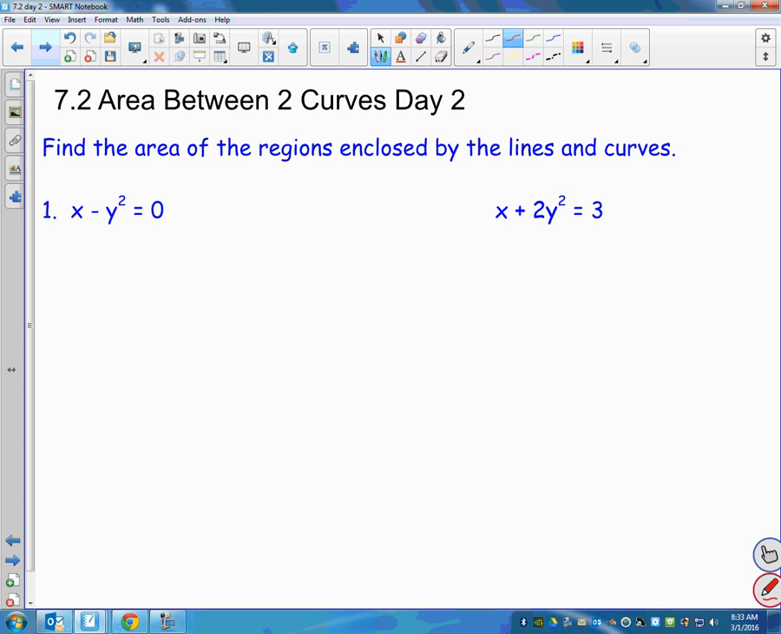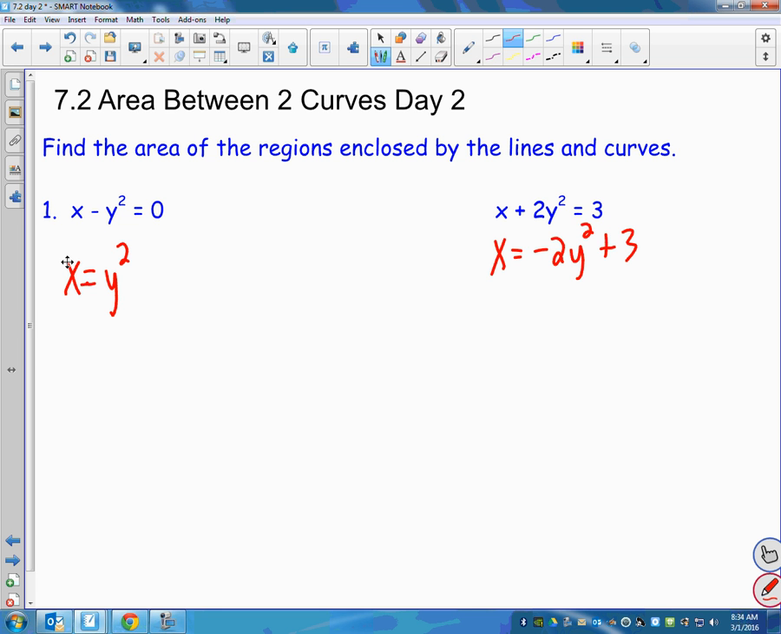So when I see this, the first thing I'm going to do is solve it for x. So this would be x equals y squared. And this one would be x equals negative 2y squared plus 3, or 3 minus 2y squared. And we could graph this if you want. But I also want to remind you that you don't have to graph it to find your bounds, or to find which one to put first.